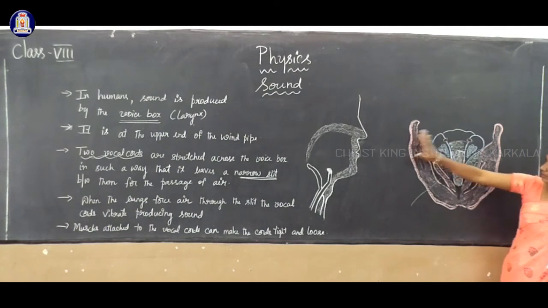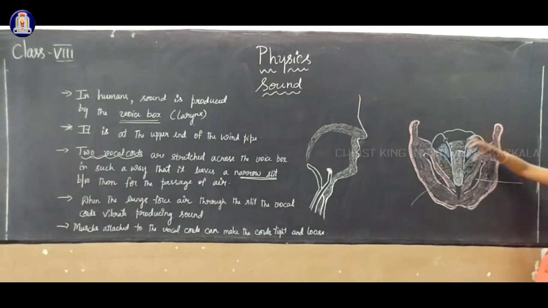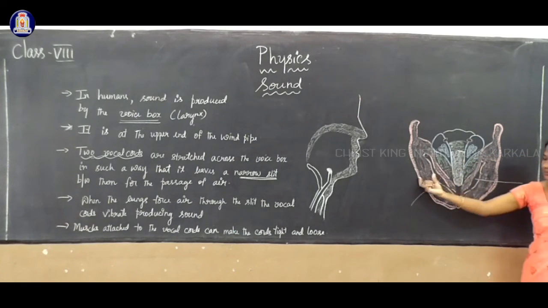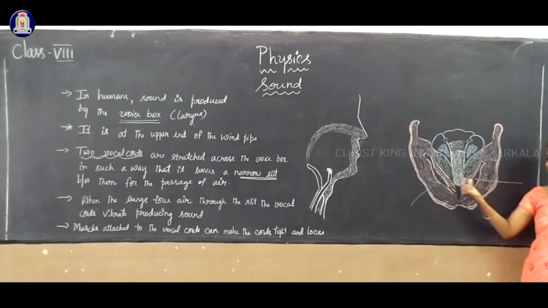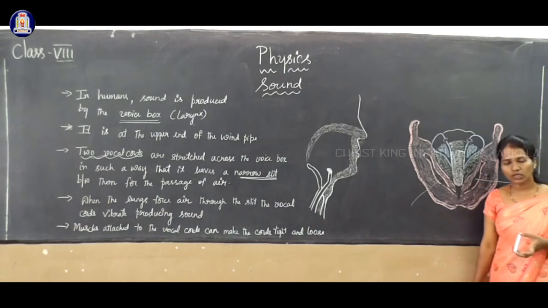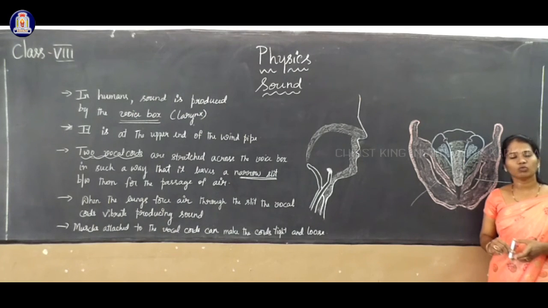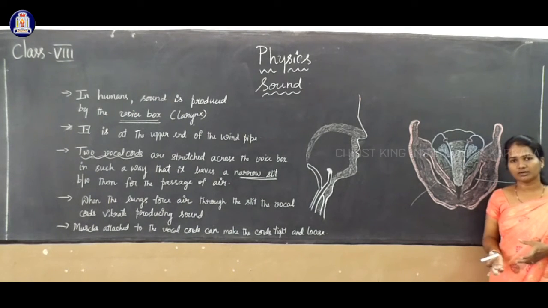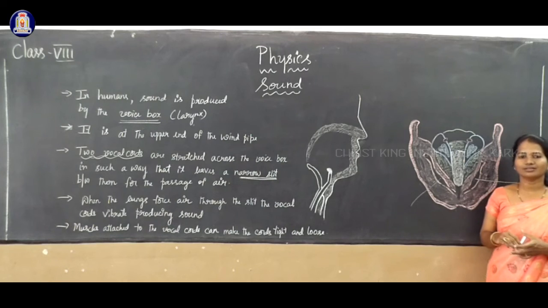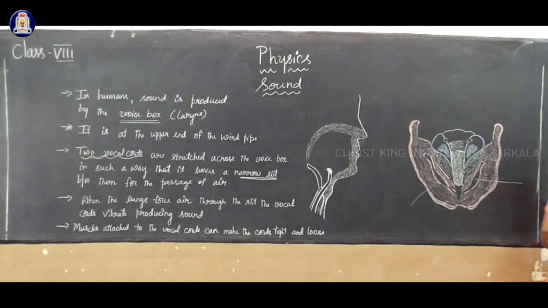You can see these two structures. Muscles are attached to these vocal cords. Because of these muscles, we can make the vocal cords thick and thin. When the vocal cords are thin, the quality of the voice produced is different from when the same vocal cords are thick. Because of that, we can produce different types of sound.